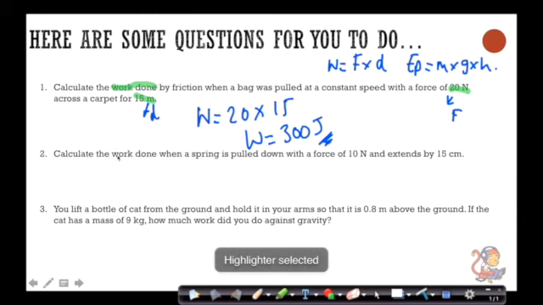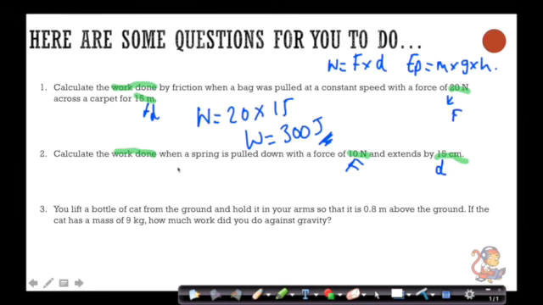So this question says calculate the work done when a spring is pulled down with a force of 10 newtons and extends by 15 centimetres. So here we've got our force and here we've got our distance. Now if you'd put into your calculator 10 times 15 and came up with 150 joules, you would have got some marks for this equation, but you need to have noticed, and they'll do this all the time, especially in higher. Sometimes in foundation you might just have one question where the units are different, so you don't have to worry about it too much. But you need to recognise this.